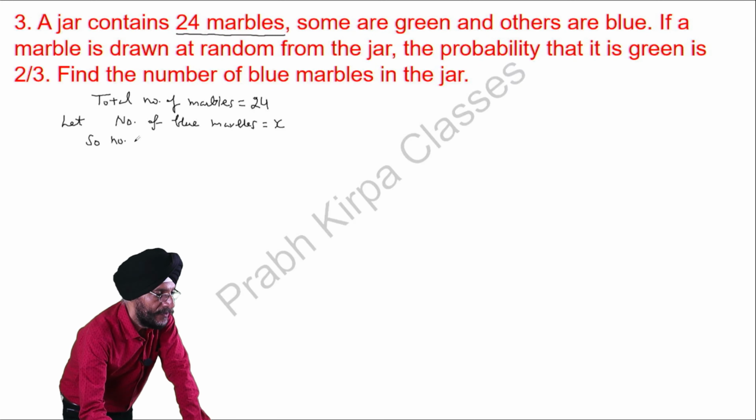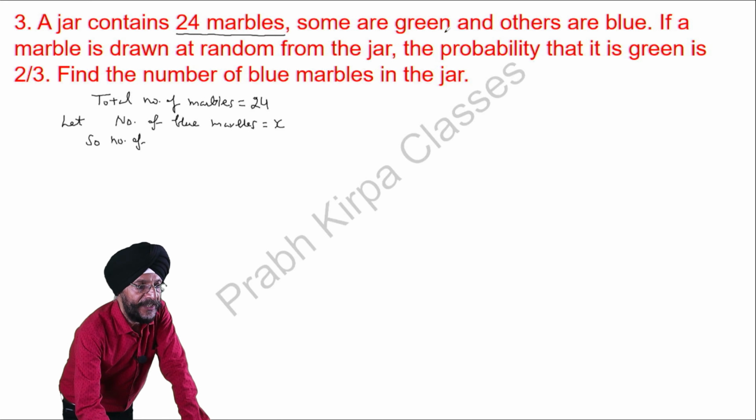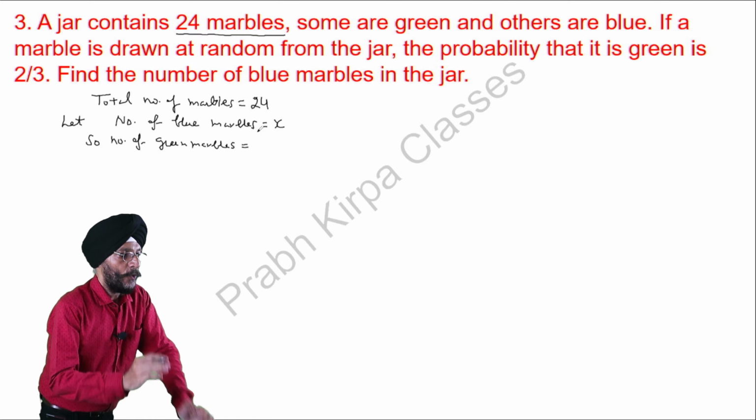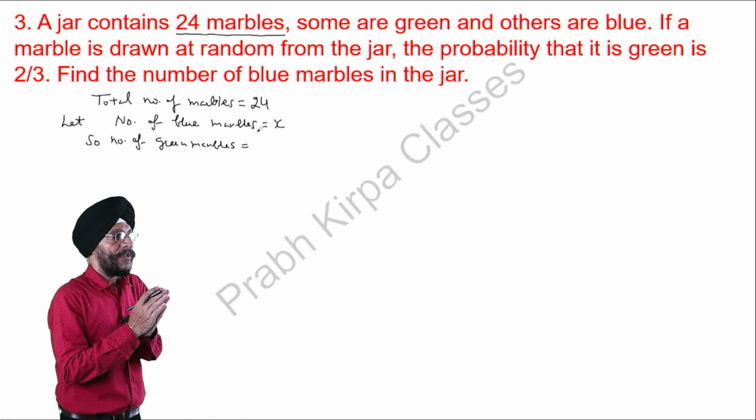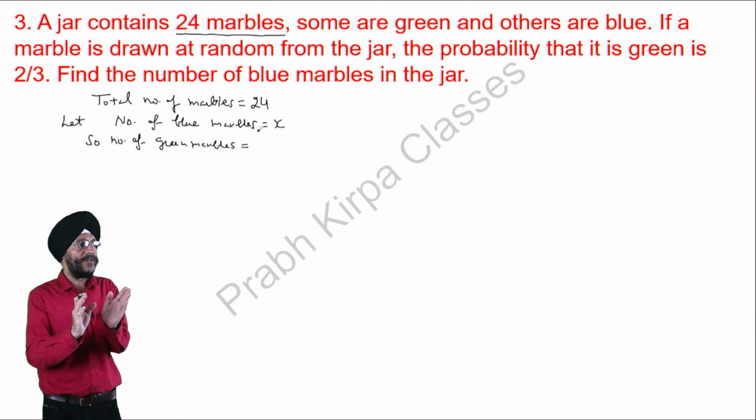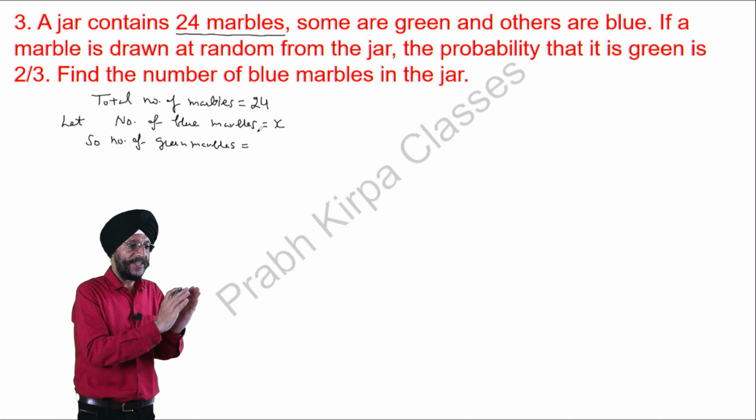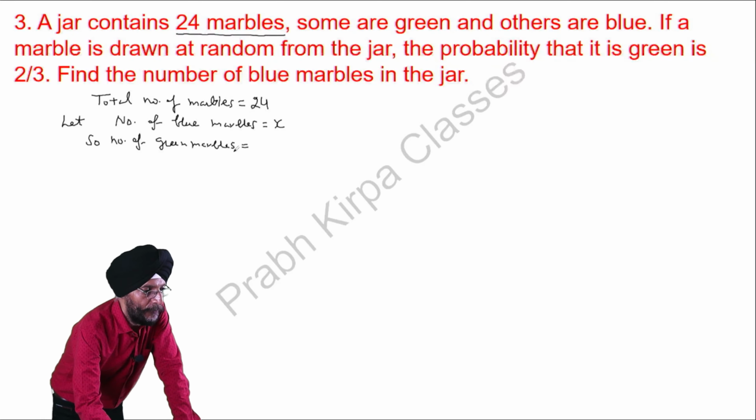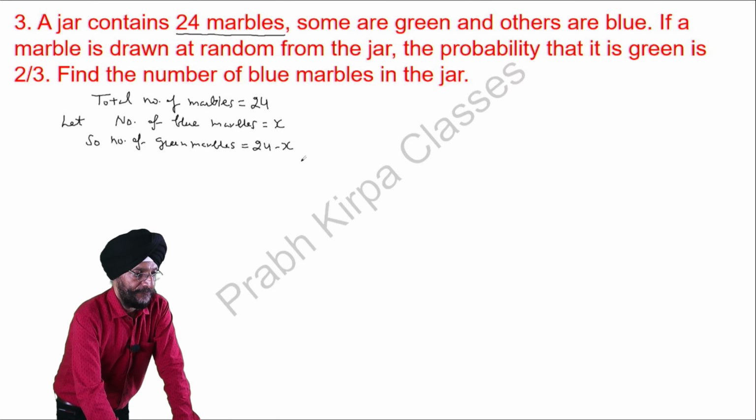So the number of other marbles are green in color. So we here write the number of green marbles, because we have already assumed that blue marbles are x. The total number of marbles is also given. All the marbles are either green in color or blue in color. The total of both, that is green and blue, is 24. So when total marbles are given and blue marbles have been assumed, we can say that the number of green marbles is 24 minus x.